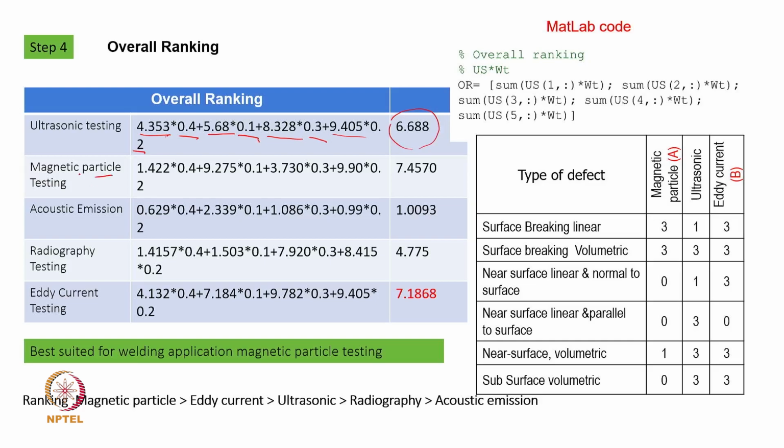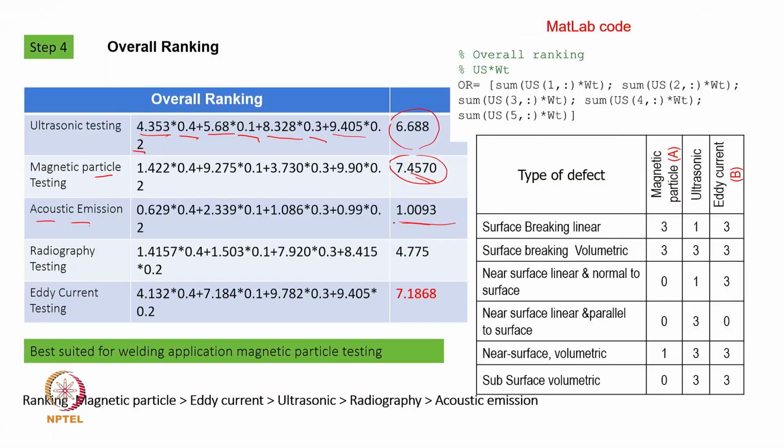In a similar way, magnetic particle gets 7.4570. Now, acoustic emission somehow gets the lowest value, 1.0093. Of course, we can go ahead and round up to 2 decimal places, but whatever value we are getting from MATLAB, we are just coding and using that value. Now, radiography is also getting a lower number, lesser than 5, it is 4.775, and the last one is eddy current, getting around 7.1868. Now, the question comes: which technique is the best?